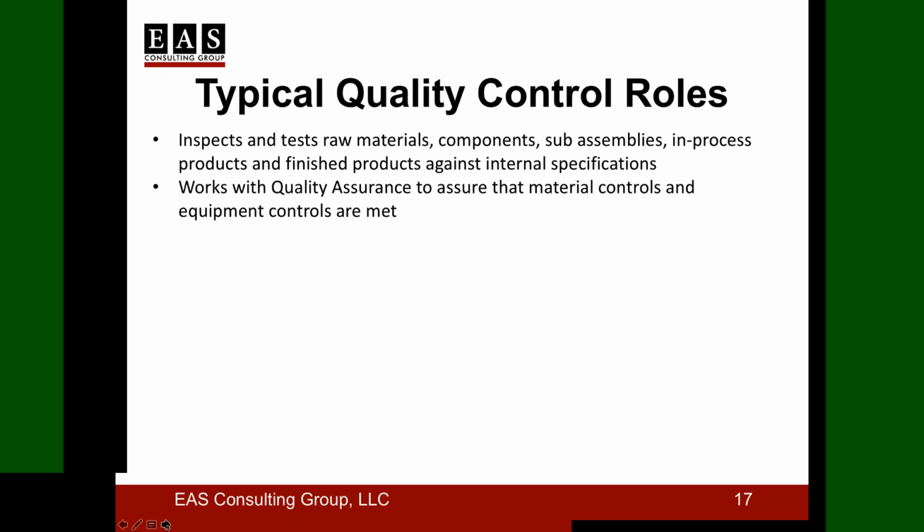So quality control basically inspects and tests all those different types of products and sees if they pass or fail. They also work with quality assurance and regulatory compliance to make sure that the test equipment is calibrated and works properly.